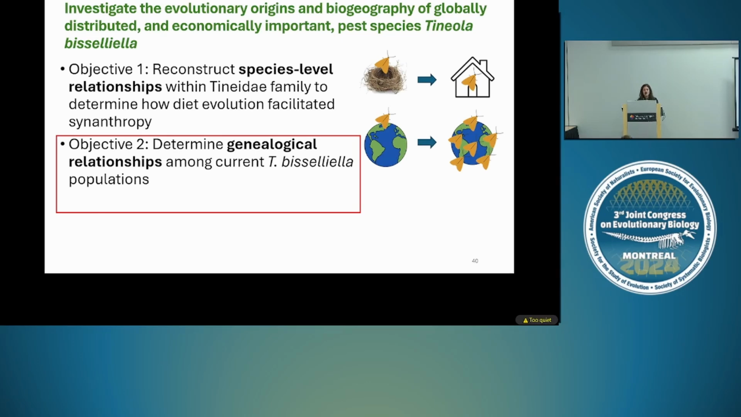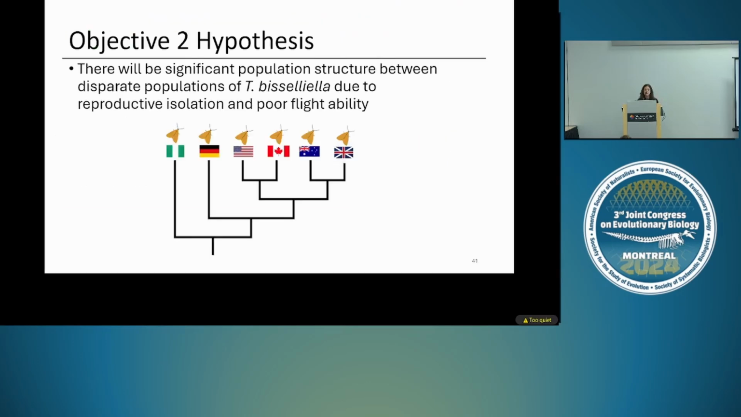They're facultatively keratinophagous, so they are kind of opportunistic, and they're really poor flyers, so they have a relatively poor dispersal ability. So because of all of these factors, I hypothesize that there will be significant population structure between disparate populations of T. bacilliella due to reproductive isolation and poor flight ability. Even though they're really broadly distributed with humans, they might have significant population structure. And I'm curious if that population structure exists at a continental level, or are there more local determinants?